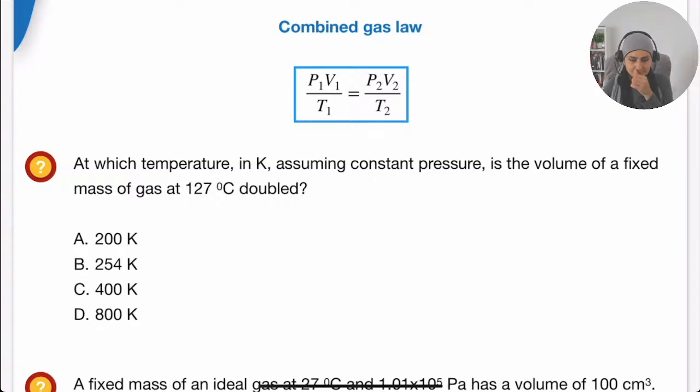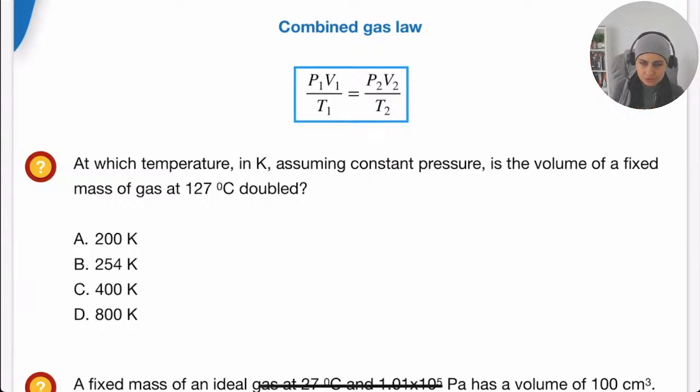So it is in the data booklet. Basically, you can use this formula to quickly find out how the volume, pressure, and temperature change. One of those changes if you change other conditions. For example, you have a gas at conditions 1, then you change pressure or temperature, and you want to find the new volume. That's the formula you have to look at. Let's see. So at which temperature in kelvins, assuming constant pressure, does the volume of a fixed mass of gas at 127 Celsius double?